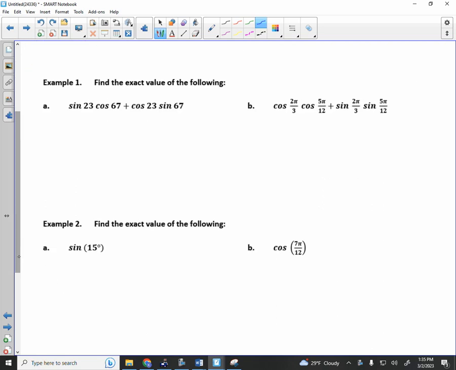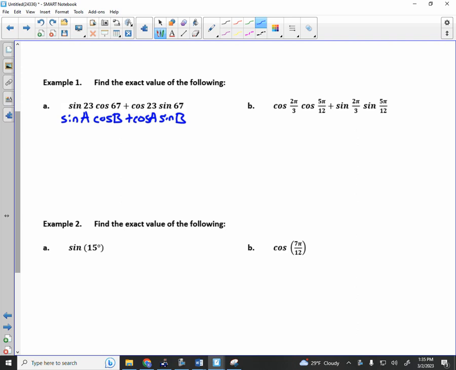Let's start with a very basic problem. That looks kind of confusing. Sine of 23, cosine of 67, those aren't nice values. But I do see that it's in a form that's similar. Doesn't this look like the formula we just wrote down? It looks like sine of A times the cosine of B plus the cosine of A times the sine of B. That's what it looks like.